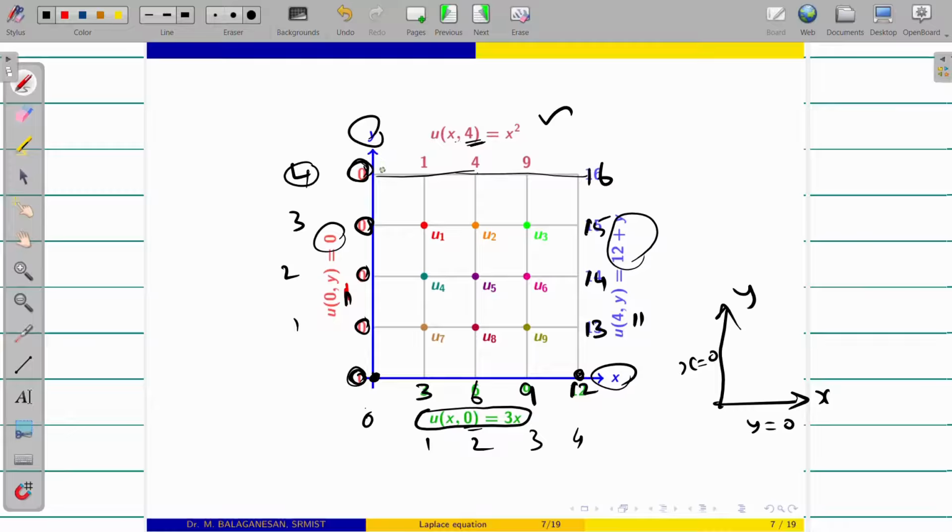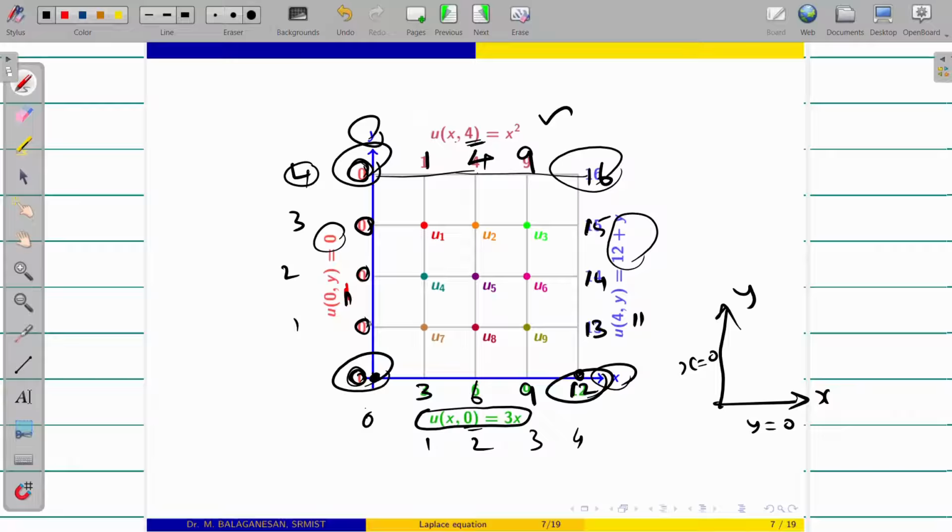The corner should coincide as I told you already. Give x equal to 1, 1 square will be 1. X equal to 2, 2 square will be 4. X equal to 3, 3 square will be 9. X equal to 4, 4 square will be 16. The boundary value should coincide. Clear? That's it. This is the only thing, guys.